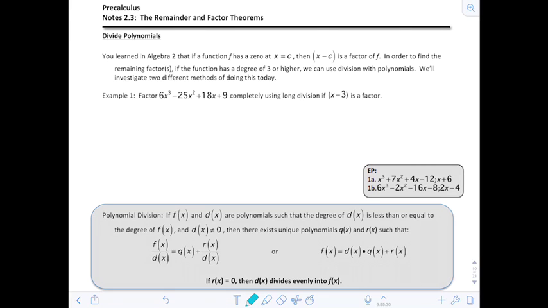Okay, the notes for 2-3, the remainder and factor theorems. This is something that you did in Algebra 2, so even though you may be a little rusty, it should definitely ring a bell. We're going to start by dividing polynomials.